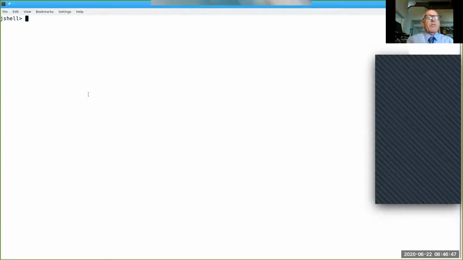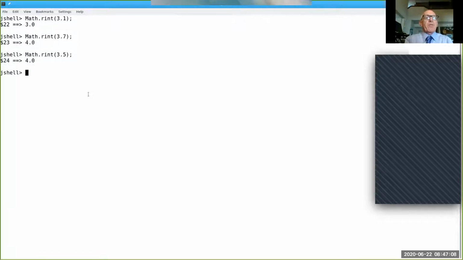There's also round to integer. Math.rint of 3.1 gives me 3. Math.rint of 3.7 gives me 4.0. All of these are returning doubles, by the way. Now, what happens if I say math.rint of 3.5? I get 4. Math.rint of 4.5 also gives me 4. When something is right in the middle between two numbers, it always rounds to the nearest even number. The reason we do that in math is because half the time we'll be rounding down, half the time we'll be rounding up, and it'll average out.